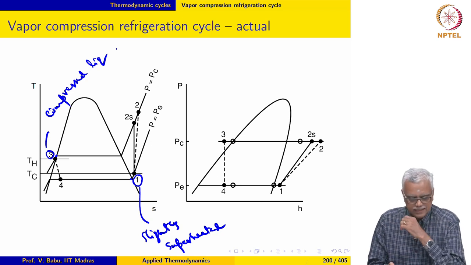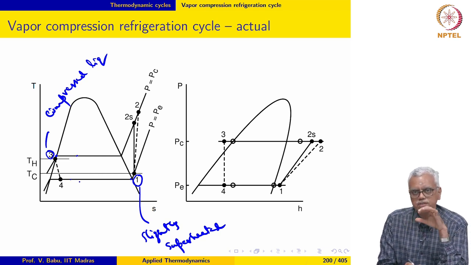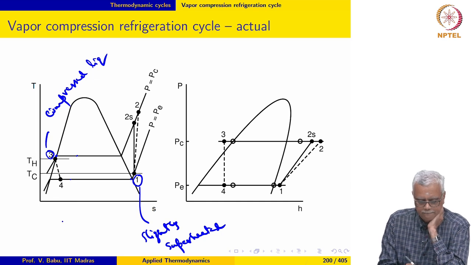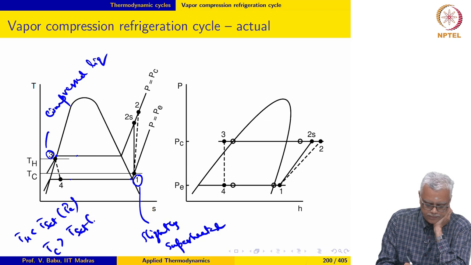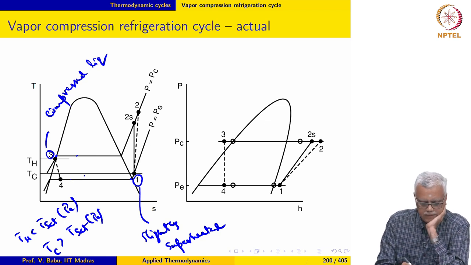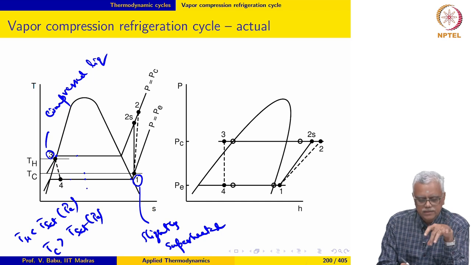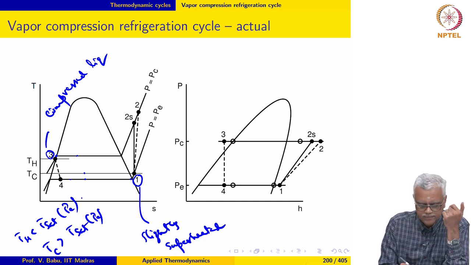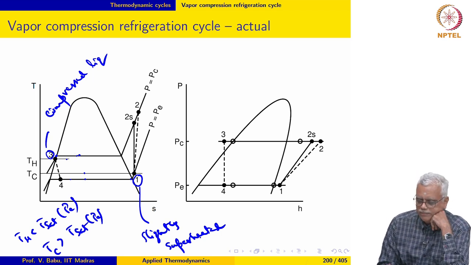And notice in this case that TH is not the same as Tsat of PC, TC is not the same as Tsat of PE, okay. So, TH in this case is less than Tsat of PC and TC is, I am sorry, greater than Tsat of PE. Now, TC has to be greater than Tsat of PE because that is the only way heat can be extracted by the refrigerant from the refrigerated space, okay. Similarly, TH has to be less than Tsat of PC because that is the only way heat can be transferred from the refrigerant to the ambient or high temperature reservoir.